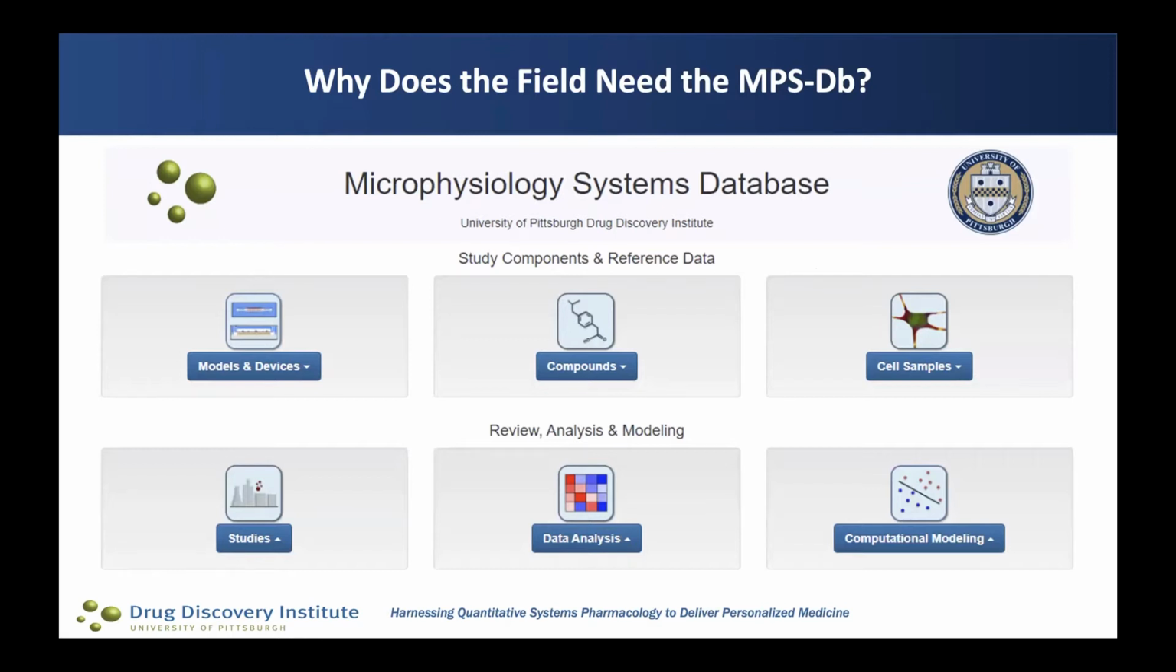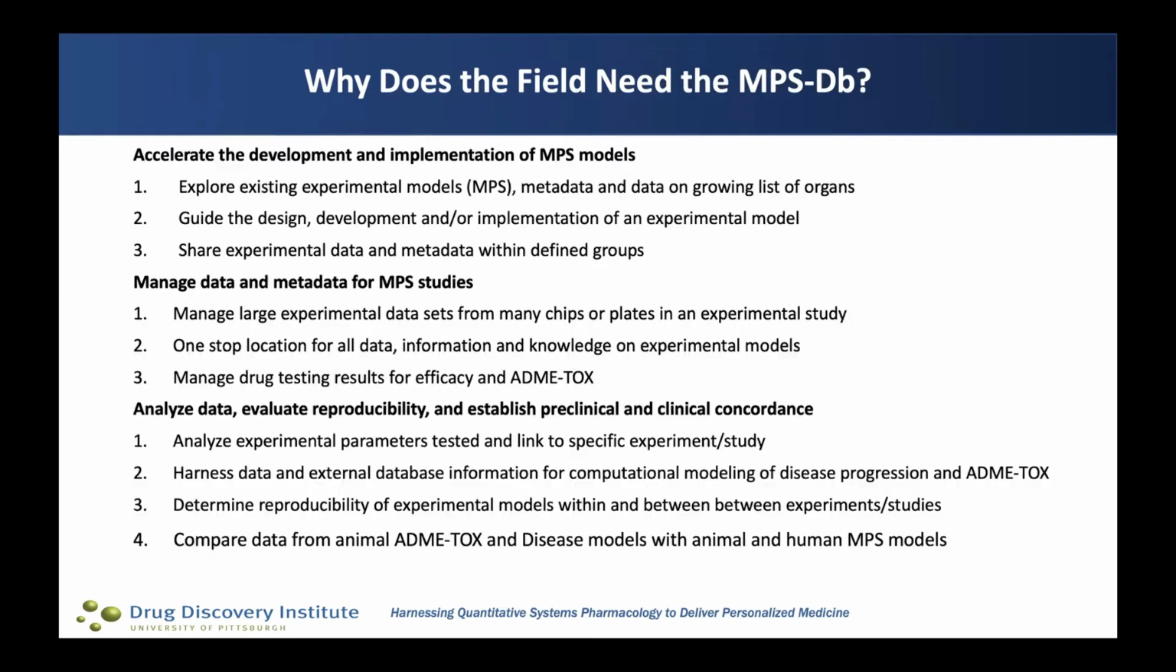And one question is, well, why do we need a microphysiology database? I think there are three general categories of reasons why it's useful. The first is that it really facilitates the development and implementation of models by being a resource that has information about the models as well as protocols that were used in the development and implementation of those models. It provides a tool for managing data and especially the metadata from the MPS studies.